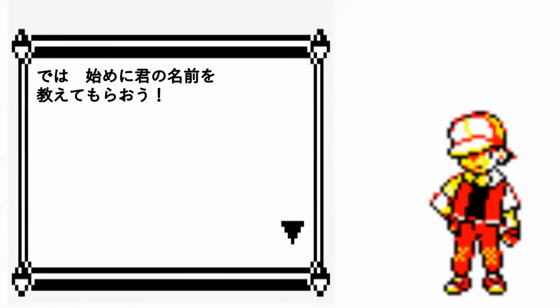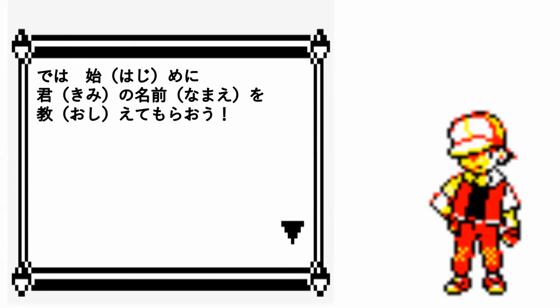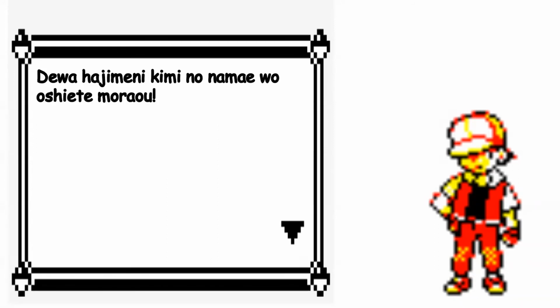Now, let's pause the video and try to read the following kanji. Okay. Now let's try to read it in hiragana. Let's pause the video. Okay, very good. Now let's see if you are able to read it well.